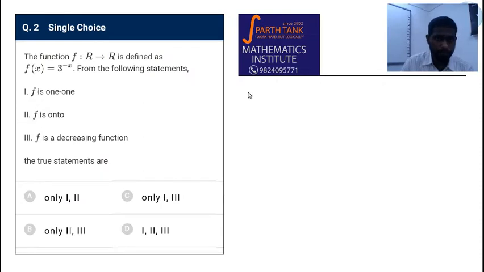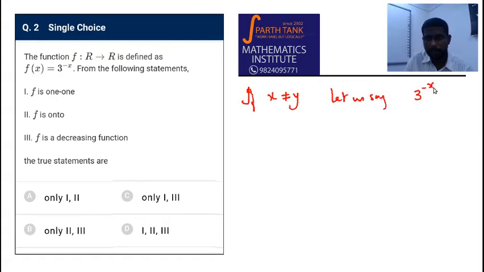Question number 2. f of x is 3 raised to minus x. Is this function 1 to 1, onto or decreasing, or which of these combinations are true? First of all, this function is 1 to 1 because if x is not equal to y, let us say 3 power minus x is equal to 3 power minus y. That is, for two different values of the argument, you get the same value of the function.